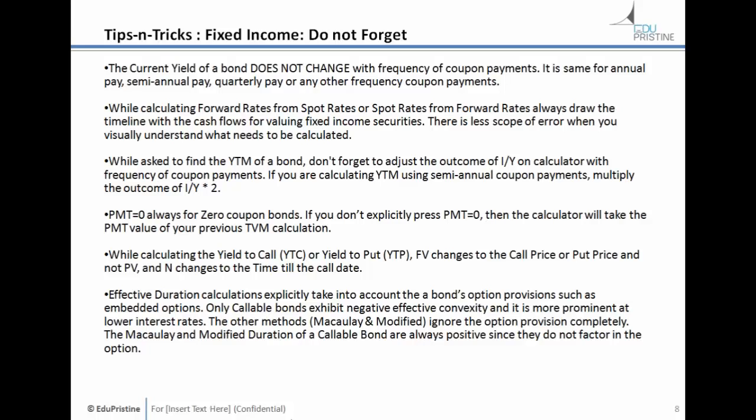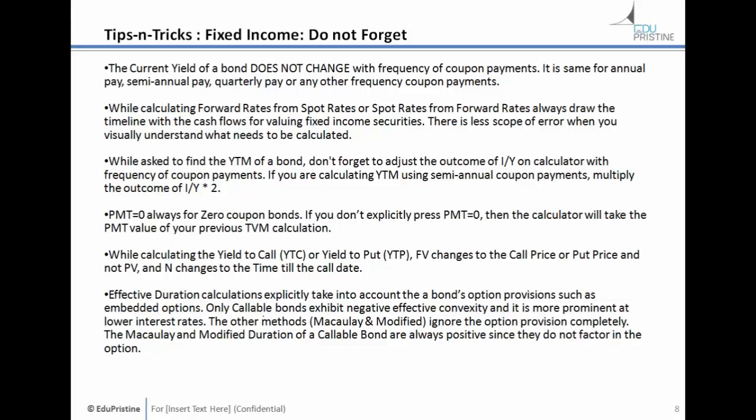So the current yield or the yield to maturity of a bond does not change with the frequency of coupon payments. It is going to remain the same whether coupons are paid annually, semi-annually, quarterly, or even on a daily basis.